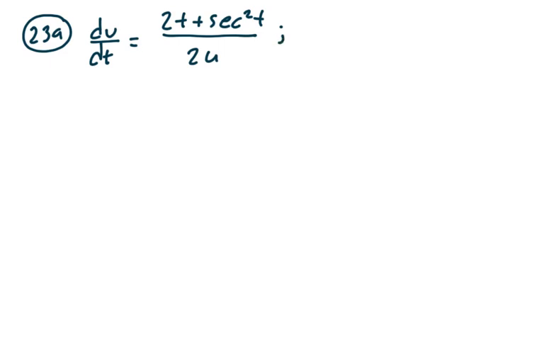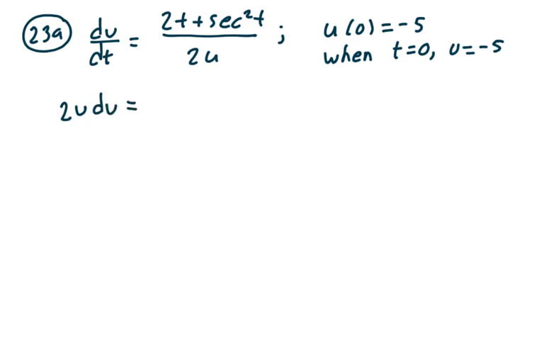And we have an initial condition, and it says u of 0 equals -5. We need an explicit solution to this differential equation that satisfies this given initial condition. And what this says is when t is 0, u is -5, right? And so 2u du is equal to 2t plus secant squared t dt.